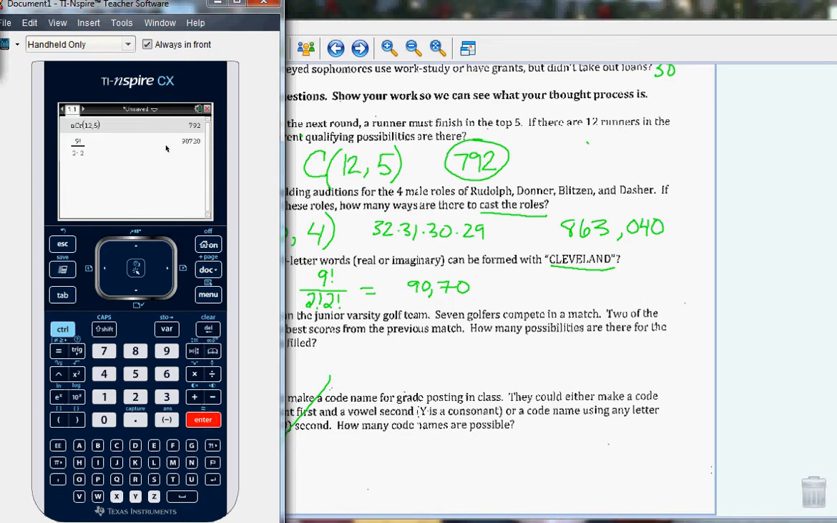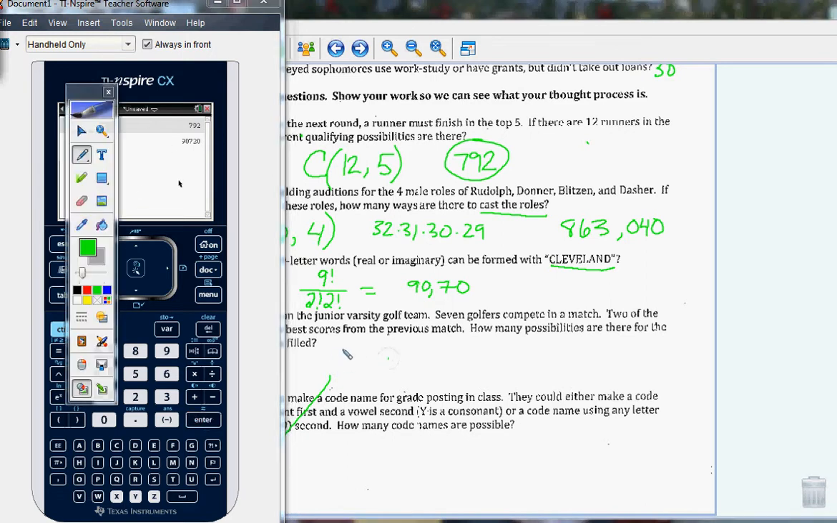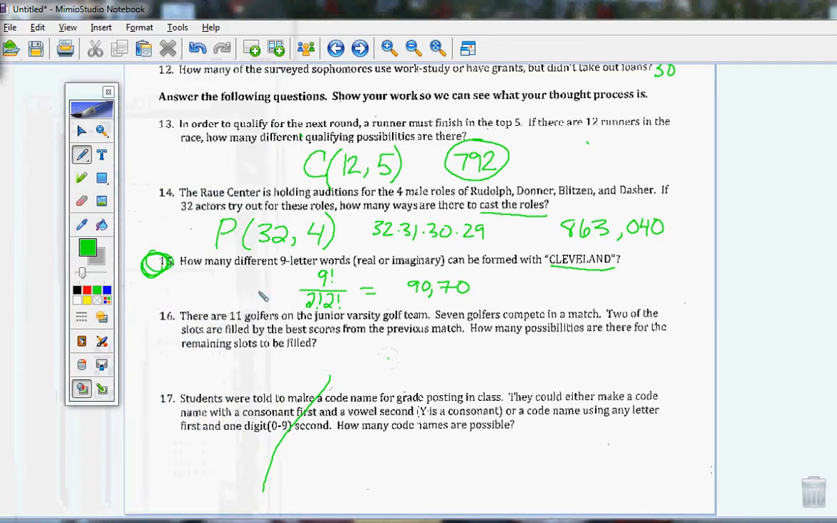All right, then the last one on this page here, or second to last one, I guess. I've got 11 golfers on the junior varsity golf team. 7 golfers compete in a match. 2 of the slots are filled with the best scores from the previous match. How many possibilities are there for the remaining slots?